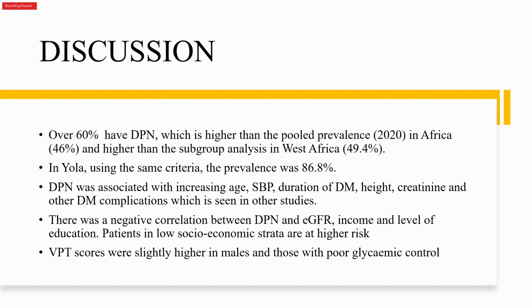It was 86.8%. We found that DPN was associated with increasing age. So the older the patient, the higher the risk. The higher the BP, elevated blood pressure, duration of DM, height, creatinine, and other DM complications were associated with the risk of diabetic neuropathy, which is what is seen in other studies. There was a negative correlation between DPN and eGFR, income and level of education.